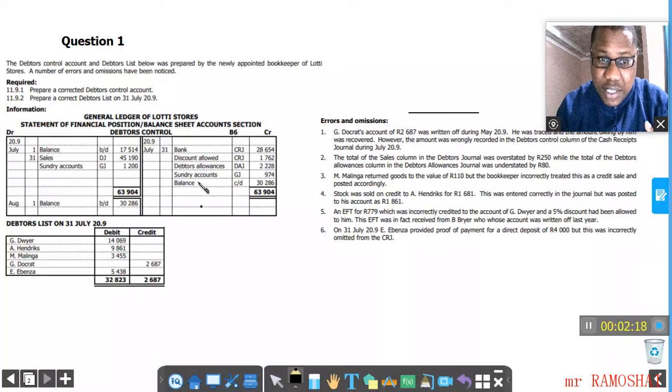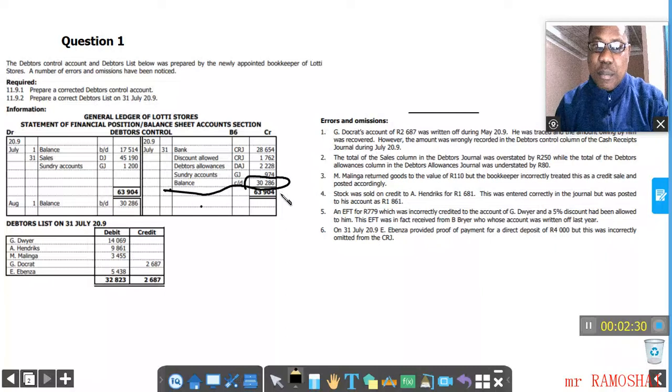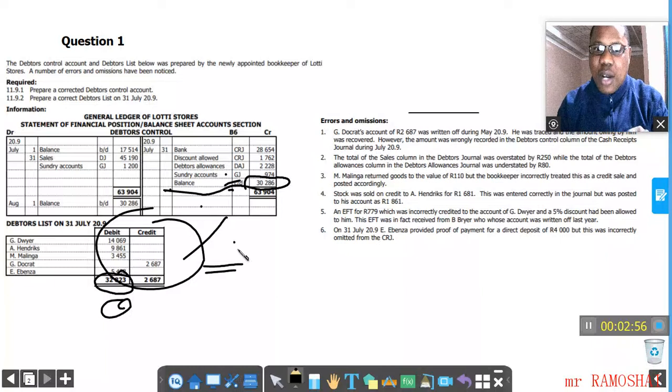Let's check. If we look at the balance of the debtors control, the balance at the end of the year is 30,286. This is what the debtors control is saying. But let's look at the debtors list. According to the debtors list, the balance is 32,000, so the two are not agreeing on the balance in the debtors control and the balance in the debtors list. The aim here is to make these two the same. According to this, they are not the same. That is why we have to reconcile.